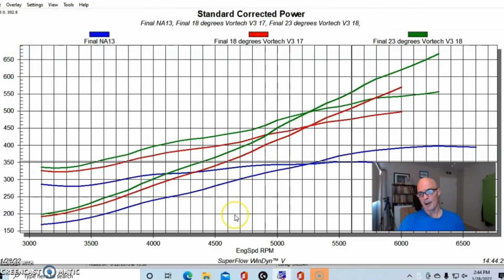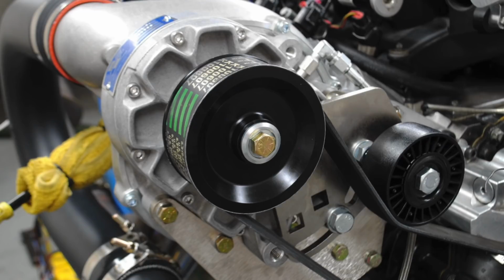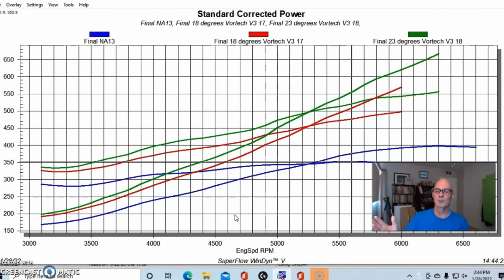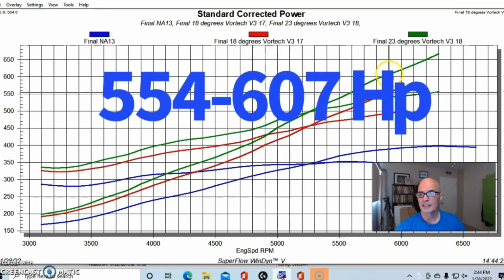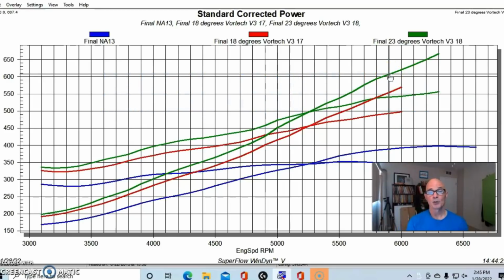So this is how much the power changed from 23 degrees. Now we did rev it higher because we're just starting to find out where this thing wants to continue to make peak power, and it wants to keep revving. It's a centrifugal Vortech supercharger, so the higher that we rev it, the more airflow and the more boost it provides. So it basically wants to keep making power. But you can see, even in the same RPM range, going from 18 to 23 degrees, we went from 554 to 607 horsepower. So it's a big change when you have the right amount of timing in it.